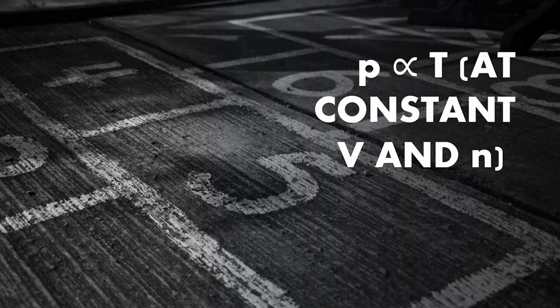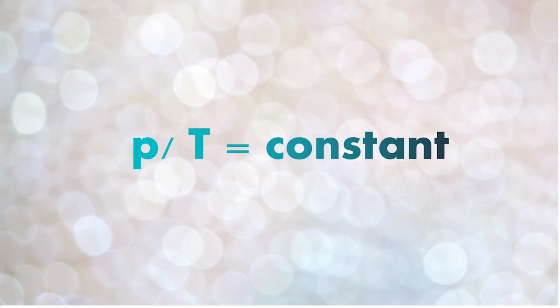So we can represent Gay-Lussac's law as P proportional to temperature. We can change the proportionality by a constant and it becomes P by T is equal to a constant. This is the equation for Gay-Lussac's law. P by T equal to constant.